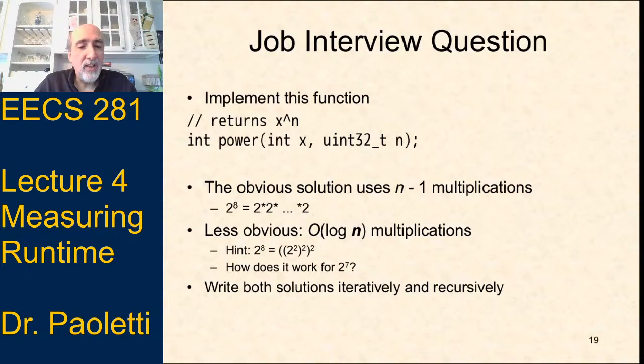So if we write this, we can do two different solutions. We can have a very obvious solution with either n or n minus 1 multiplications, depending on whether, if I start with x, I would have n minus 1 multiplications. If I start with 1 and multiply by x n times, I'd have n multiplications, but either one is linear. So it's easy to write a linear solution. Less obvious is to write a log solution.